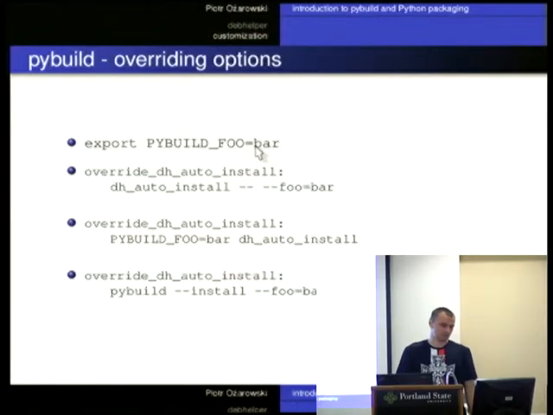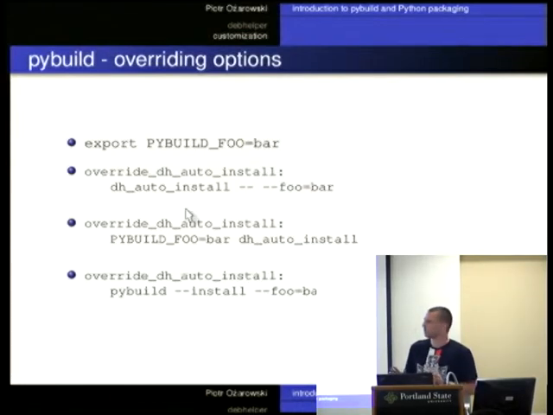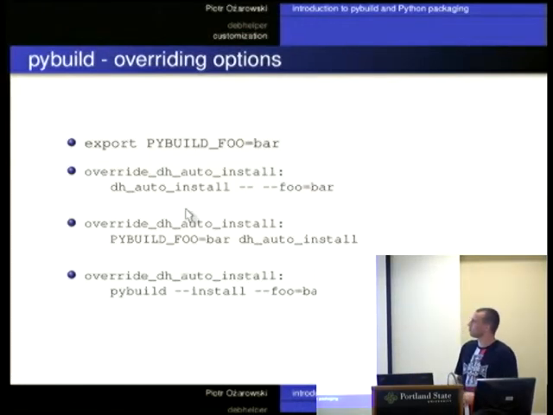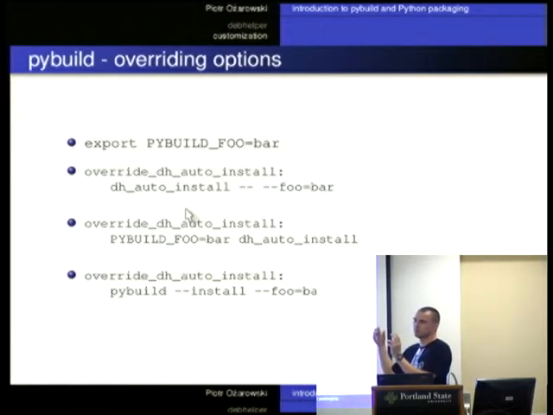And the second way of overriding it in Debian rules is to pass command line options after the dash dash. Zico asked if it's pybuild 3 or pybuild 2 for Python 2? It's all pybuild. No, it's pybuild underscore option underscore Python 2, for example, or Python 2.4. There will be examples later.